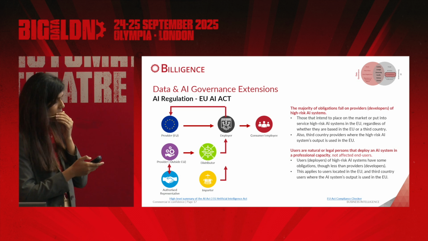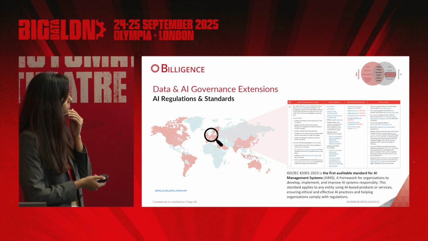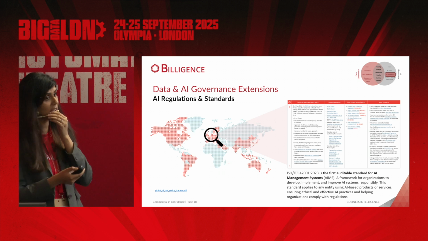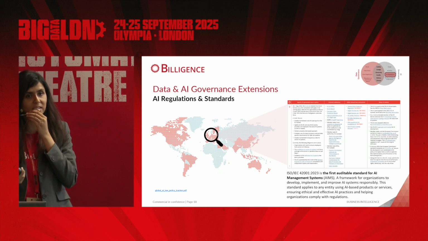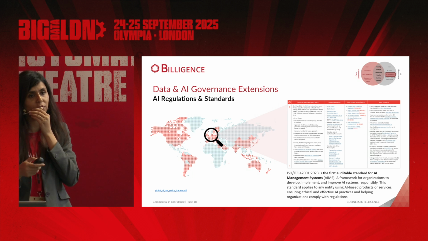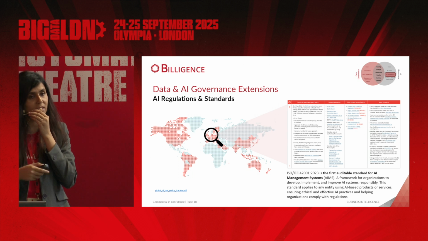And that's the reason why we need to understand the evolving regulation landscape, right? So there's a number of regulations that are coming out at different speeds across different jurisdictions.